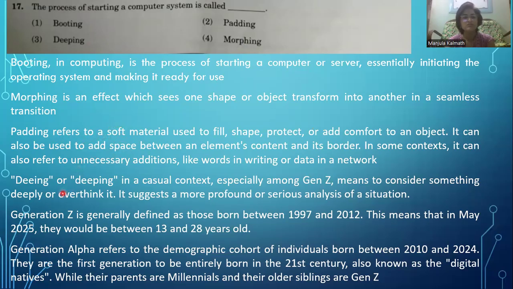And deeping. So deeping is a casual term, especially among Gen Z, meaning to consider something deeply or overthink it. It suggests a more profound or serious analysis of a situation. Generation Z is generally defined as those born between 1997 and 2012. So those who are born in this period come under this generation, that is Gen Z.